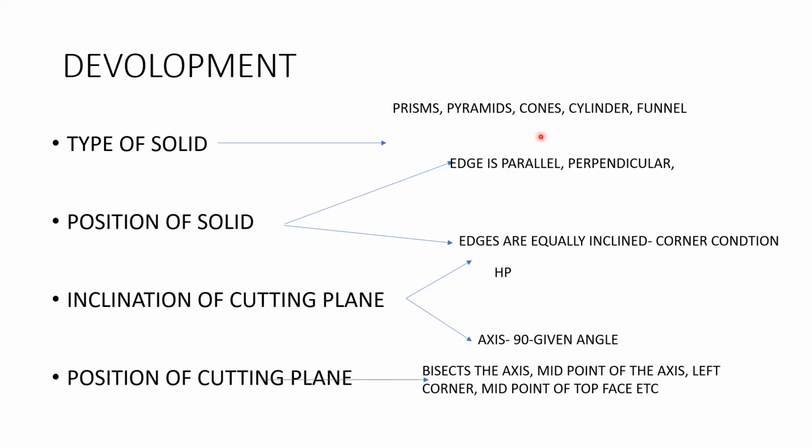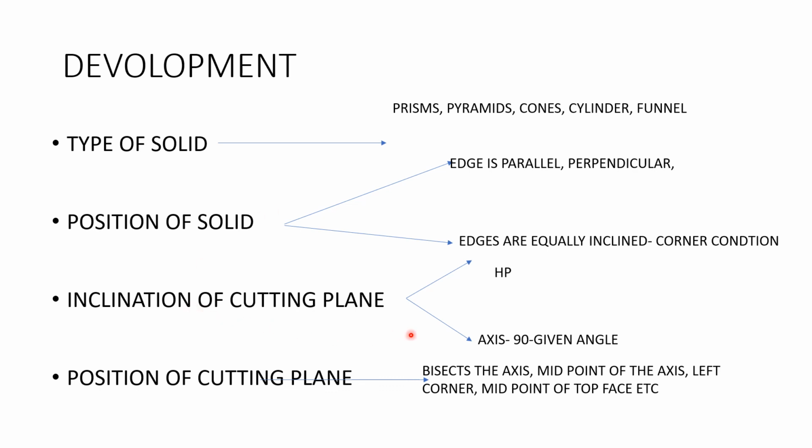here, to say it is resting on an edge, they will say the edge is parallel or the edge is perpendicular. They won't say directly it is resting on the edge, or the edge is inclined at some angle. And in order to identify resting on a corner, they will say edges are equally inclined. Most of the time they will use this for either a cube or maybe a square prism. They will say edges are equally inclined, or the rectangular faces are equally inclined. That means it is resting on the corner. So that is what is important: type of solid and position of a solid.